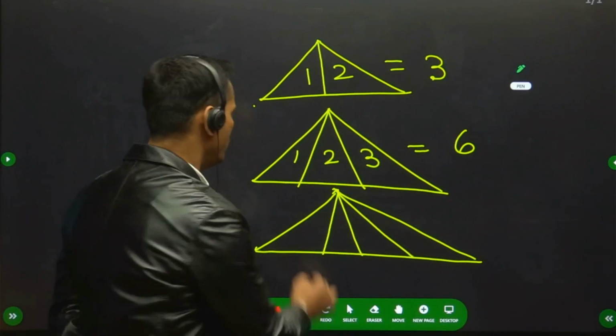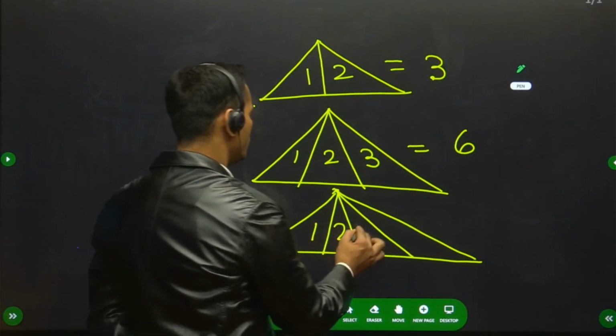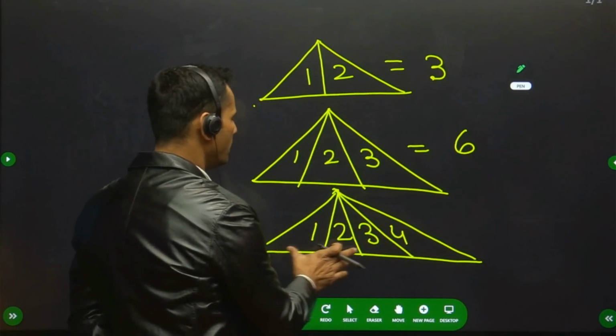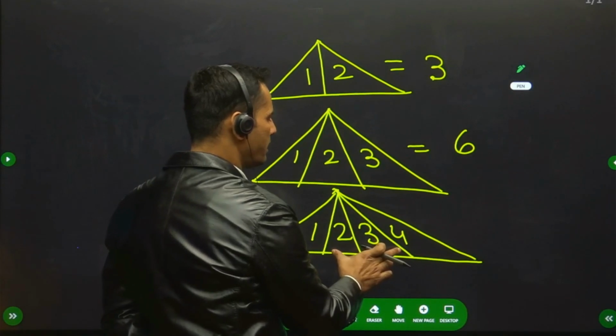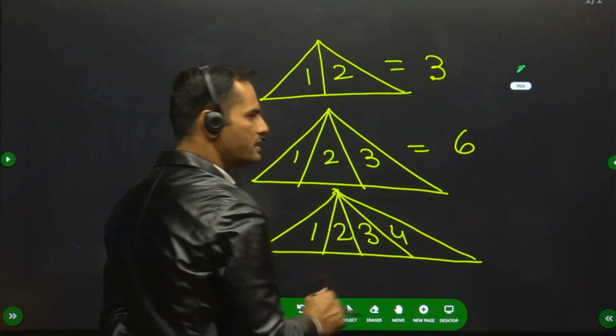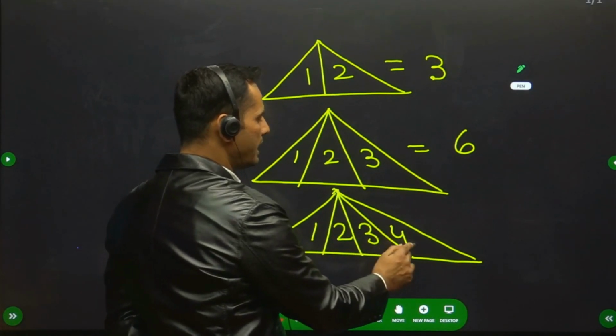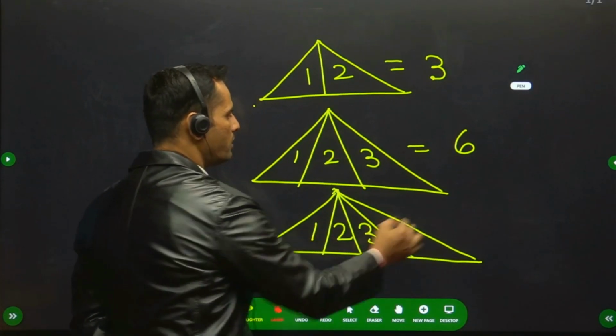Very good. Small triangle 1, small triangle 2, small triangle 3, small triangle 4. Combine 1 and 2, you will get the 5th triangle. Combine 2 and 3, you will get the 6th triangle. Combine 3 and 4, you will get the 7th triangle. Combine 1, 2, 3, the 8th; 2, 3, 4, the 9th triangle; and all of 1, 2, 3, 4 together, total 10 triangles.